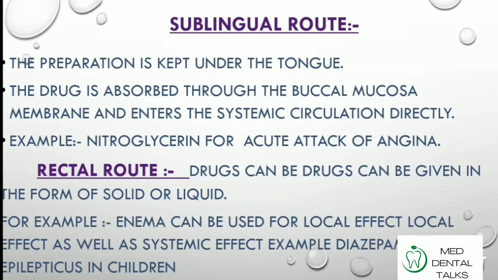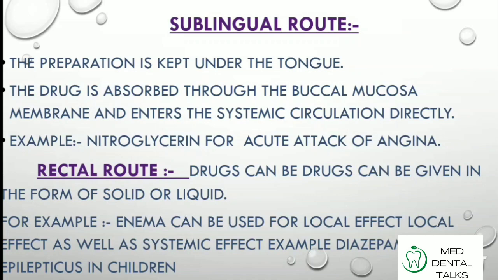Now the sublingual route. The preparation is kept under the tongue. The drug is absorbed through the buccal mucosa and enters the systemic circulation directly. For example, nitroglycerin for acute attack of angina. Some advantages are quick onset of action, bypass of first pass metabolism, and self-administration is possible. Some disadvantages are it is not suitable for irritant and insoluble drugs and drugs with bad taste.